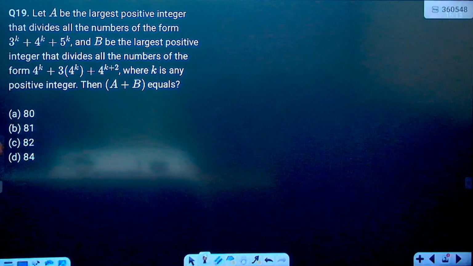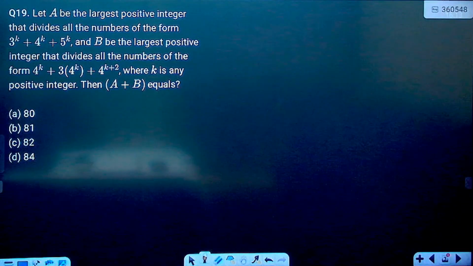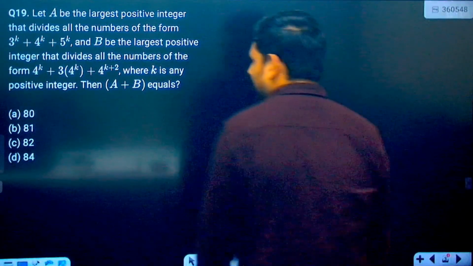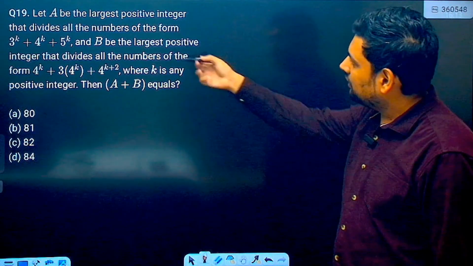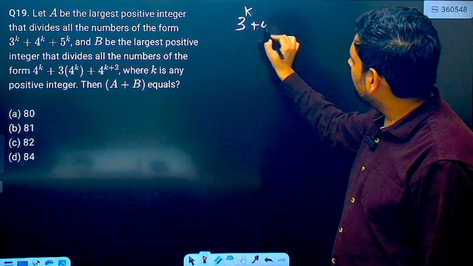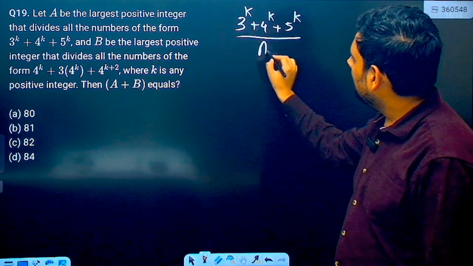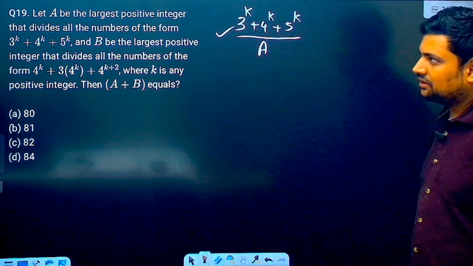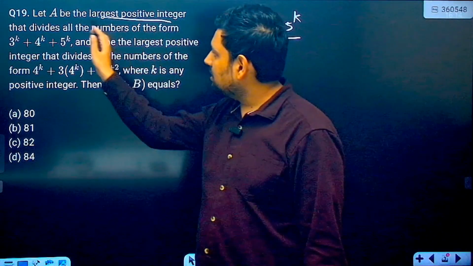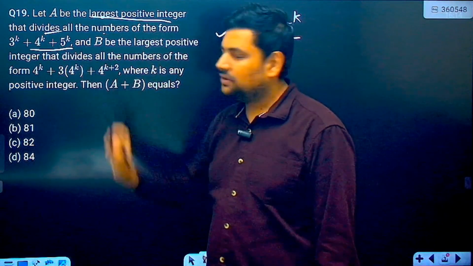Try to pause and try. Again, some weird expression is given. Need not be scared about it. Now, see, it says there is a positive integer. So 3 power k plus 4 power k plus 5 power k is divisible by some a, where a is the largest positive integer that divides all the numbers of this form.